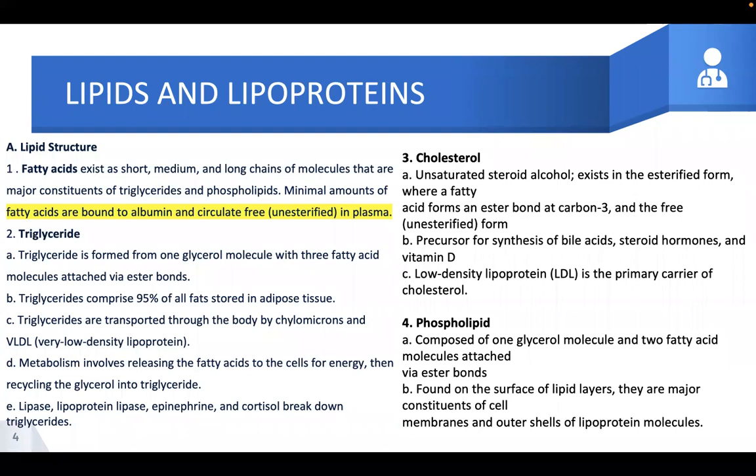Next, phospholipid. Let us proceed with your phospholipid. It is composed of one glycerol molecule and 2 fatty acid molecules attached via ester bond. So ano yung kapareho ni phospholipid kapag pinag-uusapan natin yung kanyang chemical structure? Same po sila ni triglyceride. Similar sila ng kanilang chemical structure. They have one glycerol molecule and then two fatty acids nga lang kay phospholipid, pero kay triglyceride, 3 fatty acids. Okay?